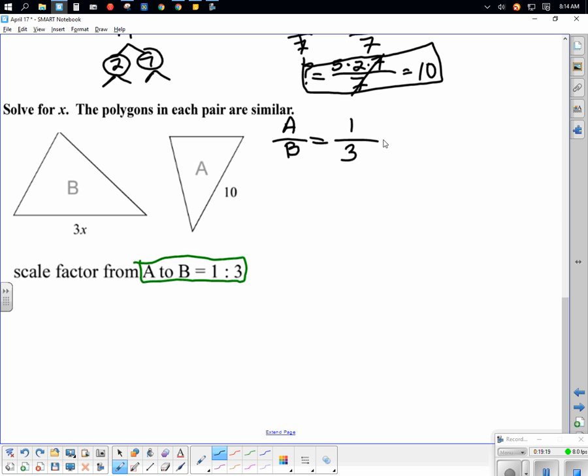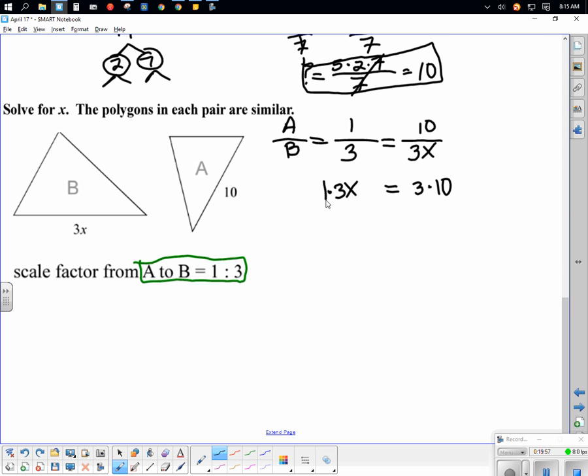So what I need is another fraction, and that comes from my drawing. Go to polygon A and give me one of the sides. Polygon A, one of the sides will be 10. Go to polygon B and give me one of the sides. Polygon B, the other side will be 3x. Now do the cross product, do the extremes. Extremes will be 1 multiplied by 3x. And the means will be 3 multiplied by 10.